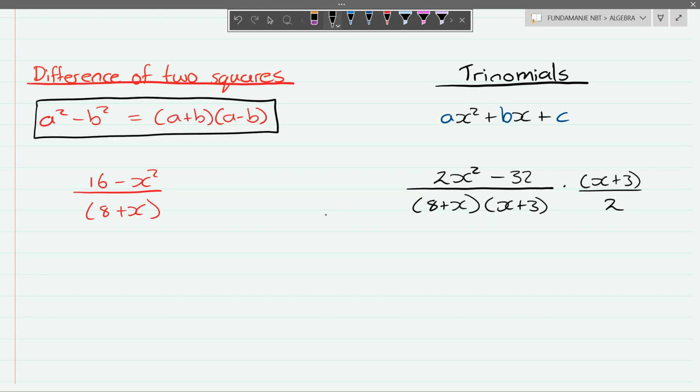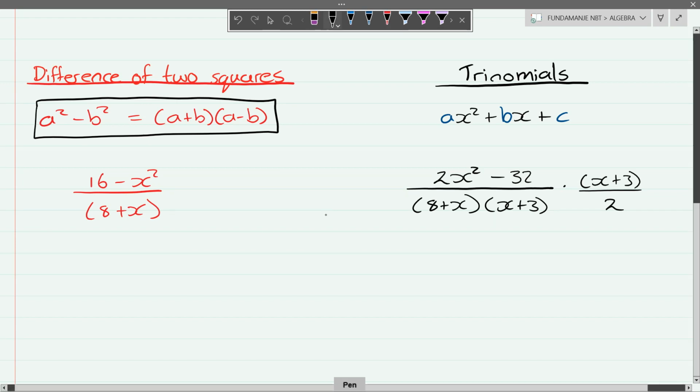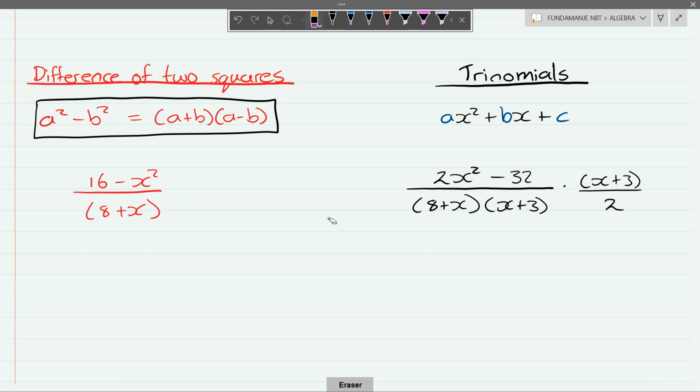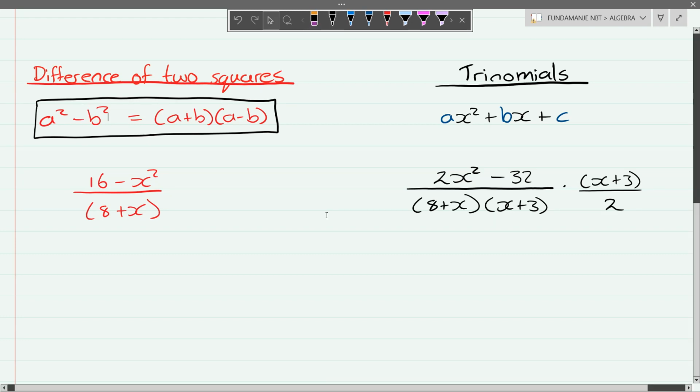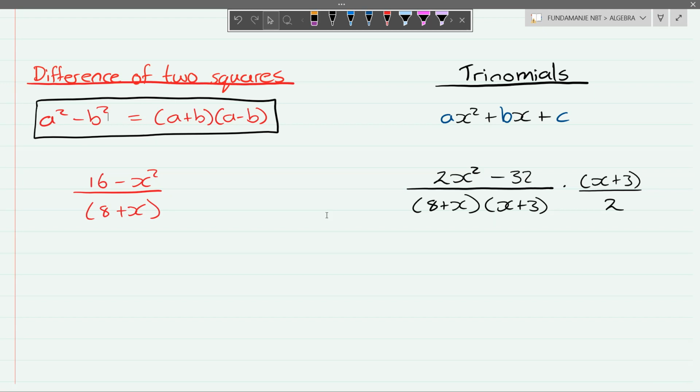We have two squares, one number and the other number, and in order to simplify this expression that you may be given, you open up two brackets and you find the square root of a and the square root of b, and then you put those in the brackets, and then you just swap the signs. One will have a plus b, one has a minus b.